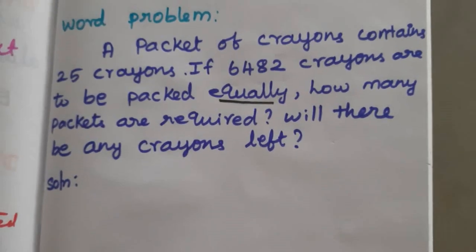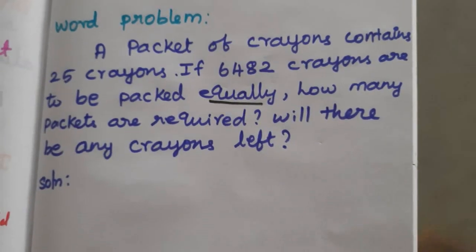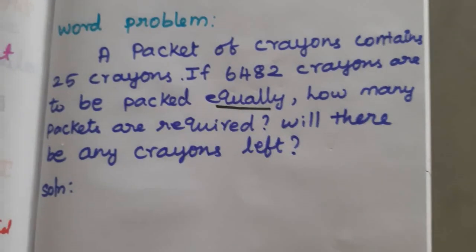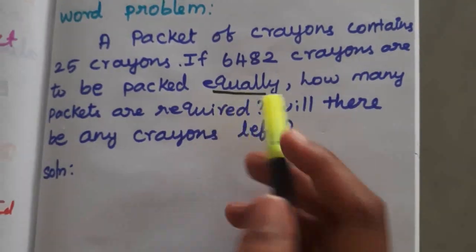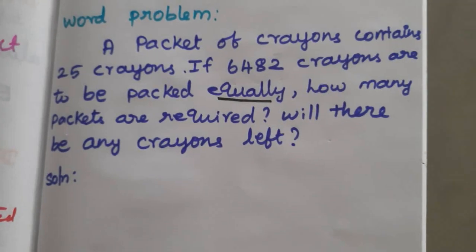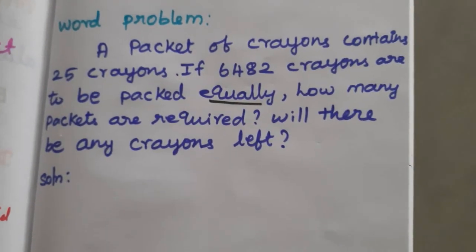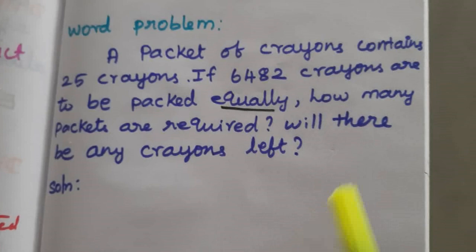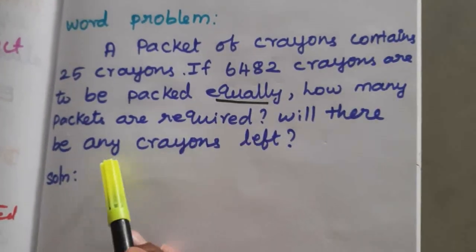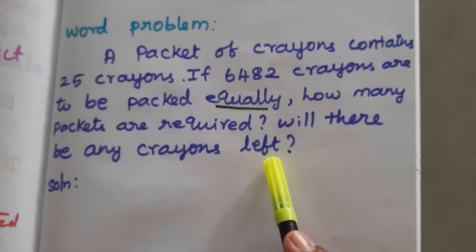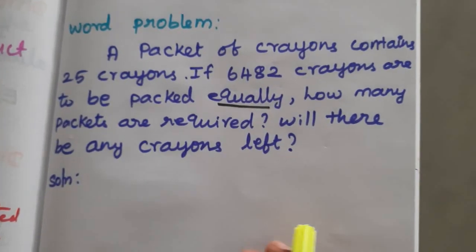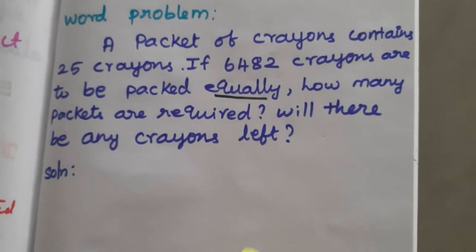Okay, you already learned in the 2nd standard itself. So we have to use the division process in this word problem. That is the clue word for you, division. See, we already learned in the 2nd standard what the clue word for addition is. That is sum or all. In subtraction, very good, that is left. So see here, how many packets are required? Will there be any crayons left? So left means the clue word for subtraction. So here we are going to use the operations division and subtraction.